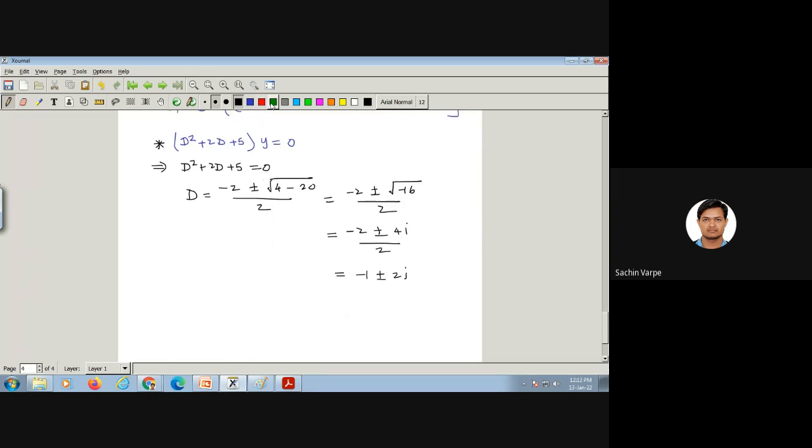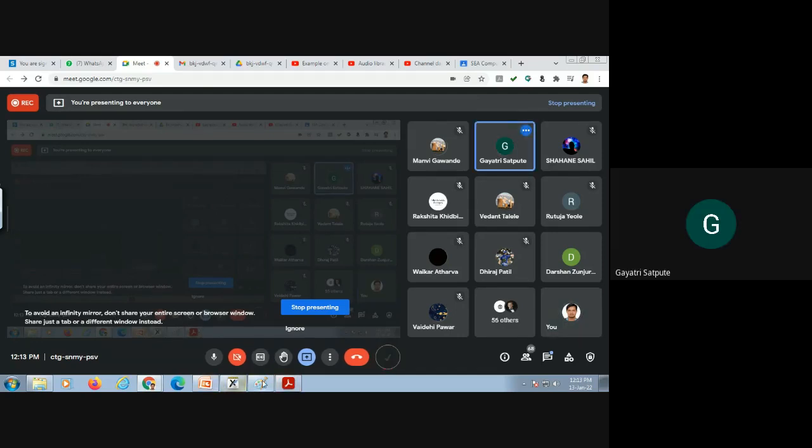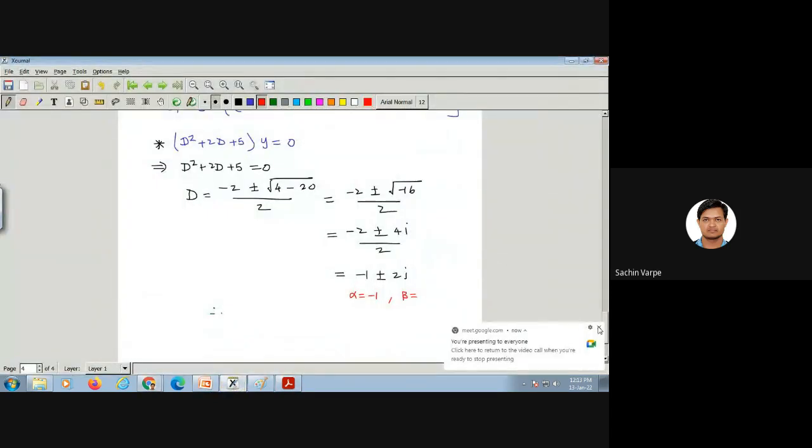So how do I write the complementary function therefore? What will be the CF? Here alpha is minus 1 and what is beta here? No, beta is just 2 only. It will not be plus and minus, because the roots are alpha plus minus i beta. So for that, beta is 2 only.